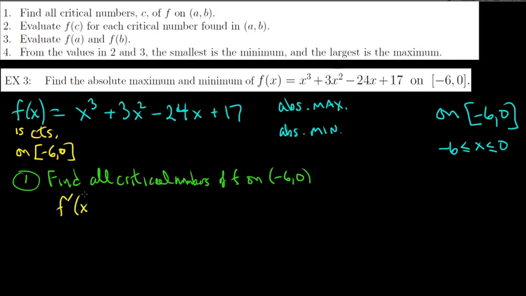Usual way, take the derivative. It's 3x squared plus 6x minus 24. Now, because it's easy to forget, don't forget that a critical number is where the derivative is either 0 or does not exist. Well, this derivative will exist everywhere. And if it exists everywhere, the only critical numbers would come from where this equals 0. So now, when we set this equal to 0, what do we get?